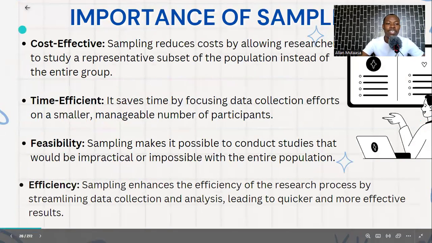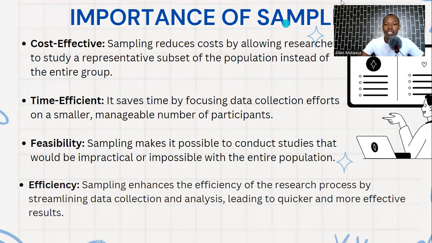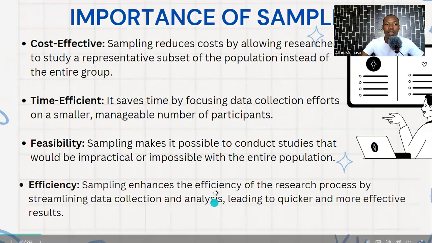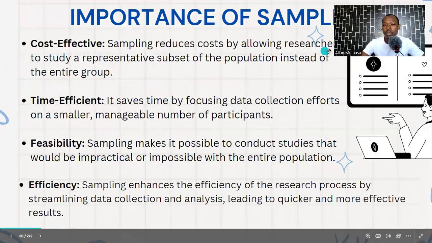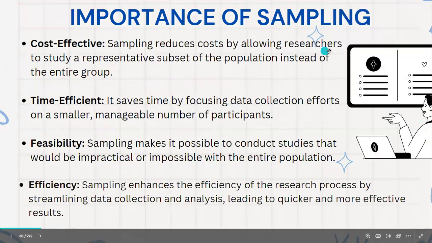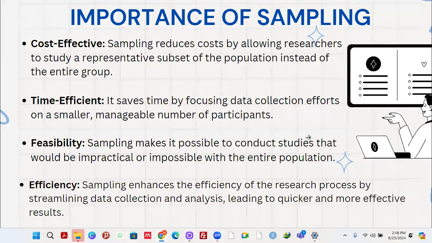Okay. So I think we can also take a simple look at why it is important to do sampling. Sampling can be really very important in many ways. The first way is it helps for us to save. It is cost effective, because it is very difficult for you as a student to go and do a study and involve everybody. So if you involve a smaller group of people, it is going to be cost effective.